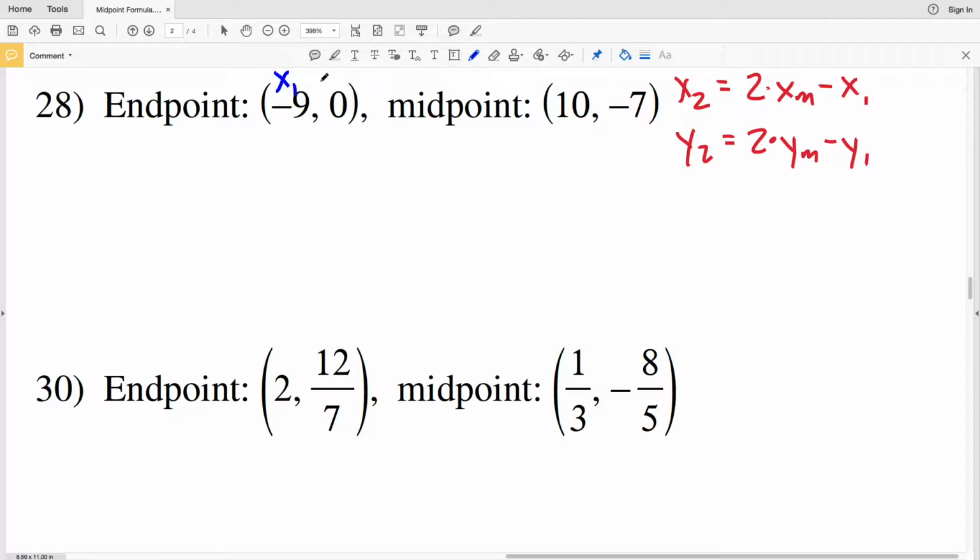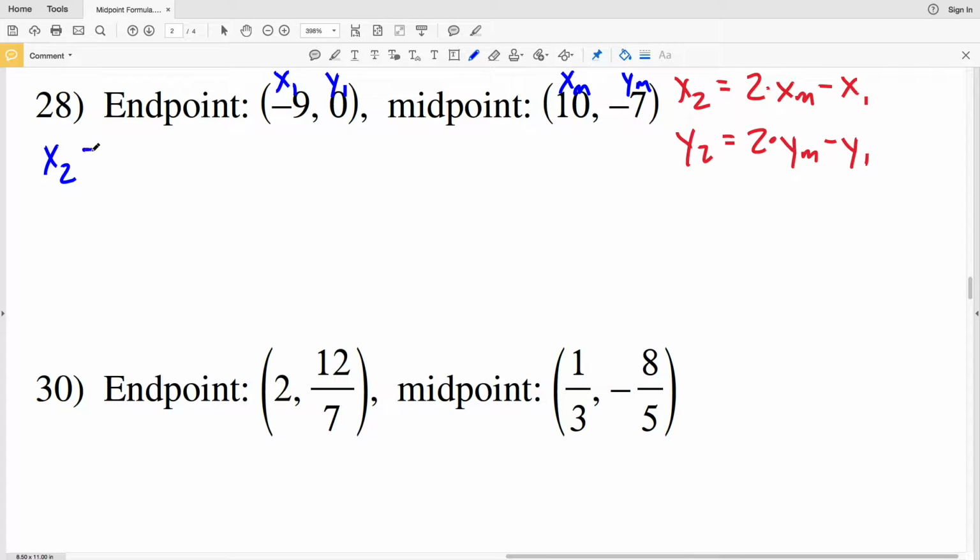So here we have x sub 1 and y sub 1, and then x sub m and y sub m. But note that we also could have solved for x sub 1 and y sub 1 to get that x sub 1 equals 2 times x sub m minus x sub 2, and then y sub 1 equals 2 times y sub m minus y sub 2. But regardless, those formulas are the same.